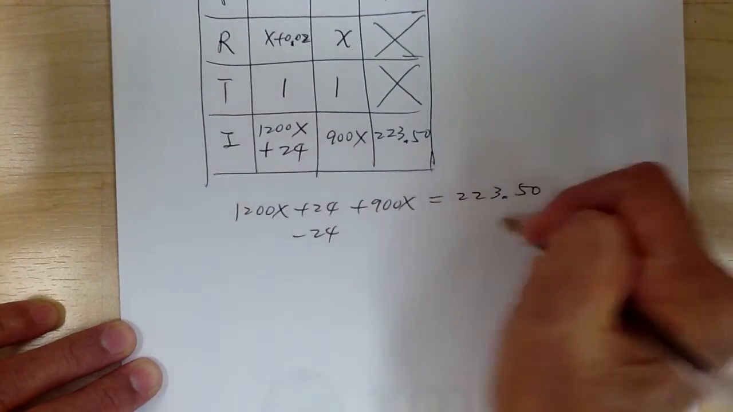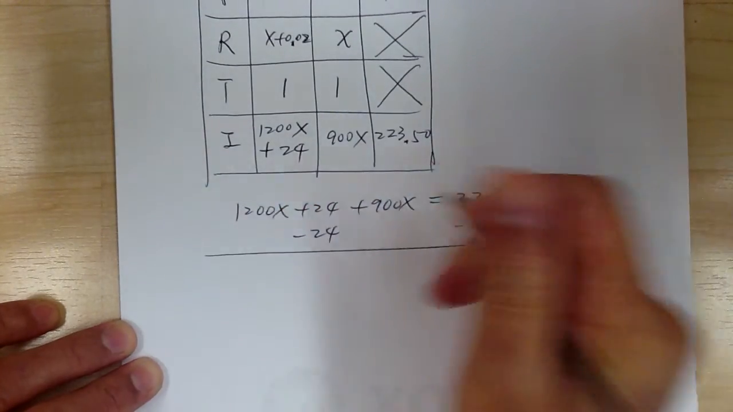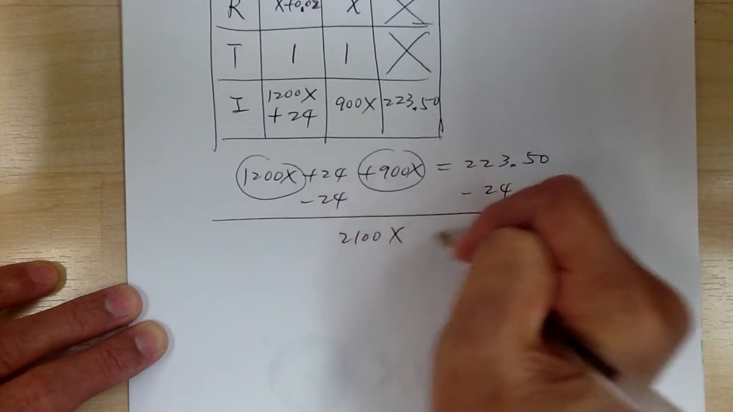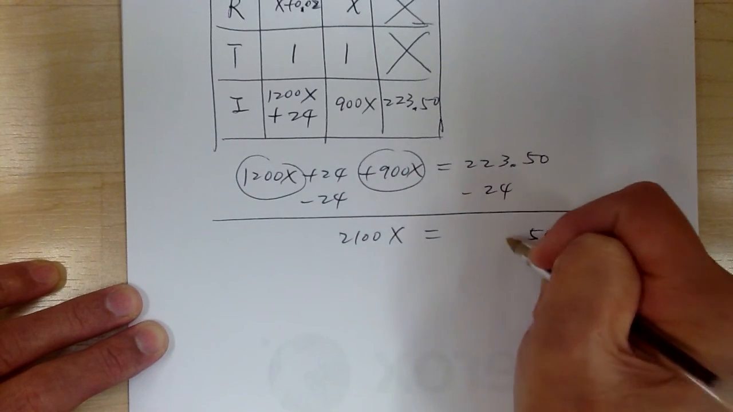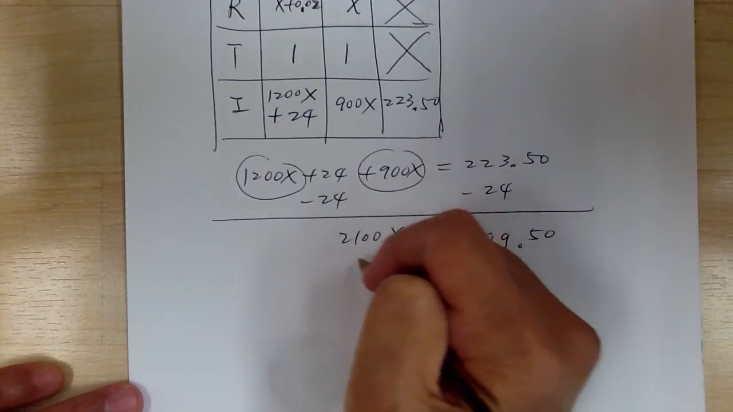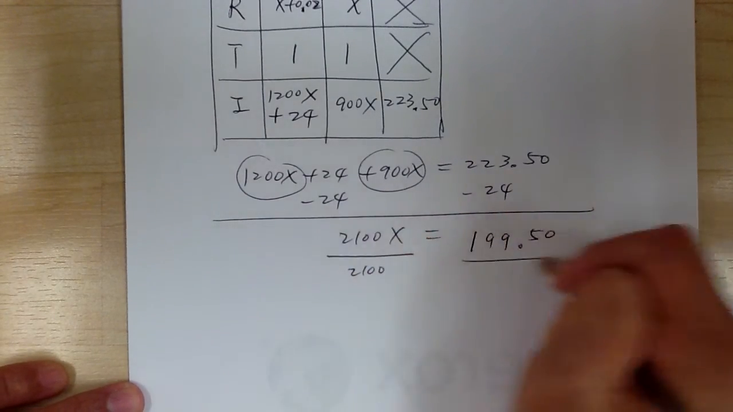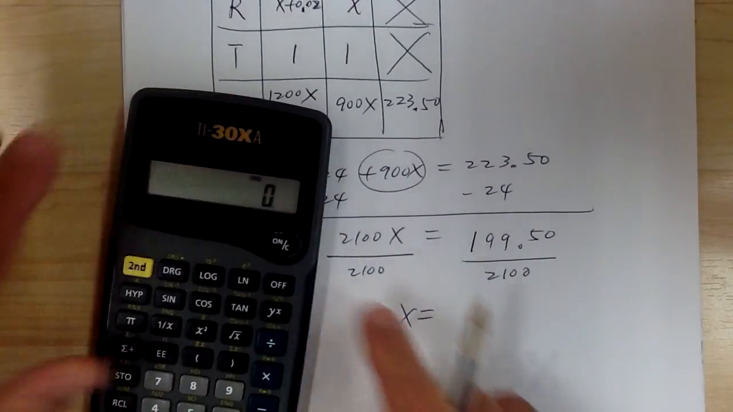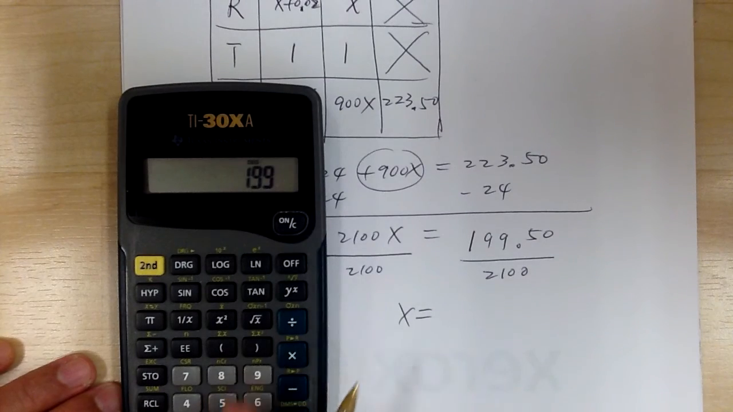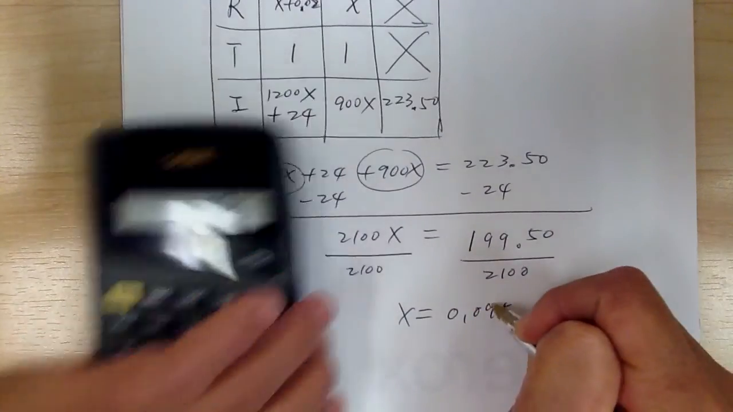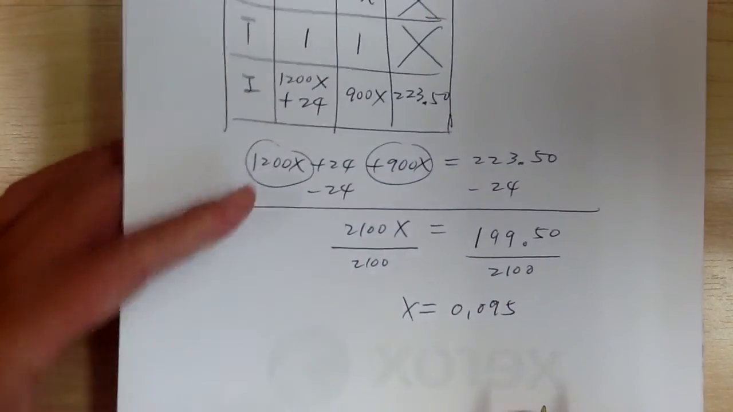So minus 24 on both sides. And you can combine the like terms. So you get 2100x equal to 199.50, divided by 2100, divided by 2100. So x equal to, get a calculator. Okay, you get 0.095. Now you have to go back and answer the question.